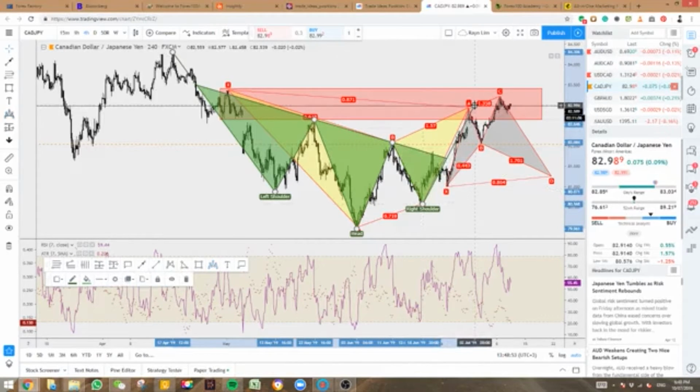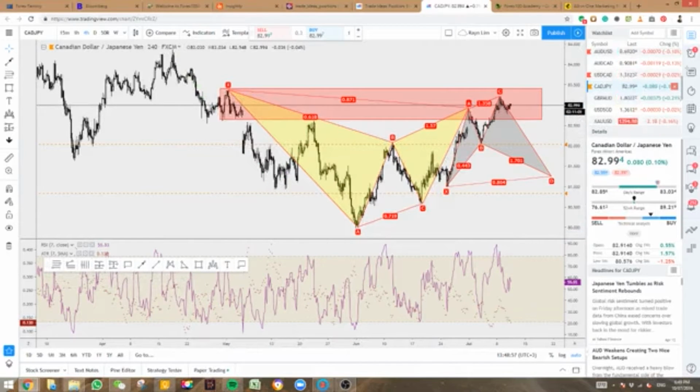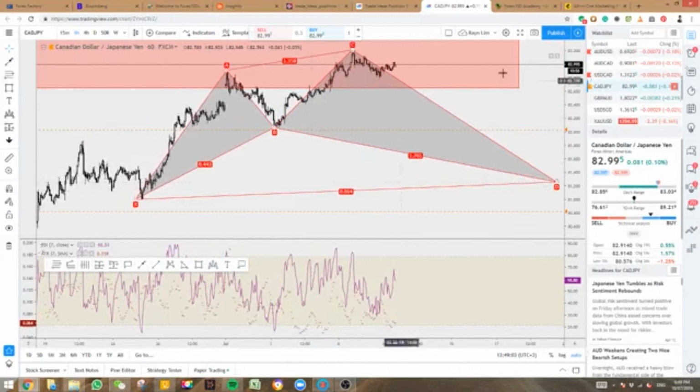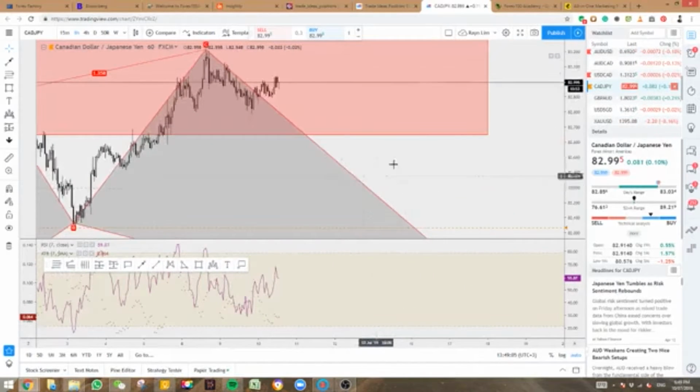So for those who have caught it, congratulations. For those who didn't, it's fine. To the 1-hour chart, shark pattern over here.